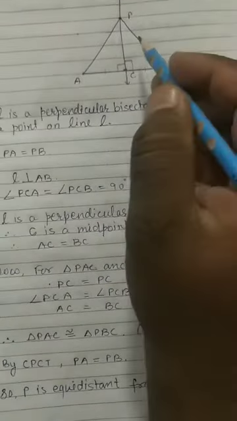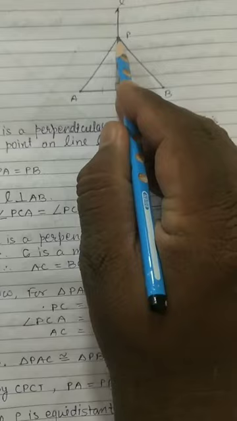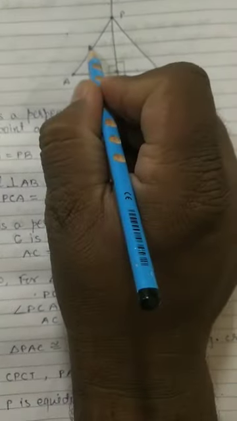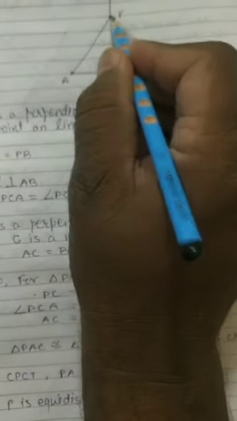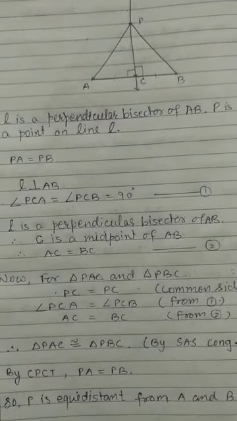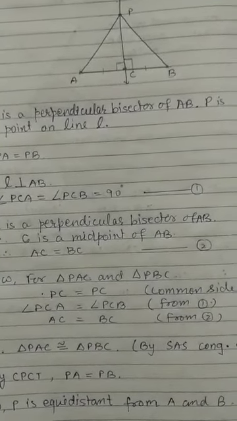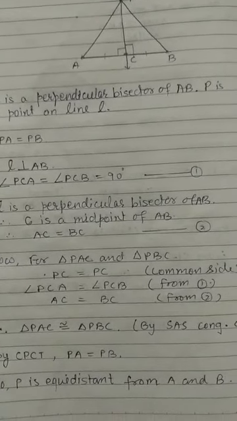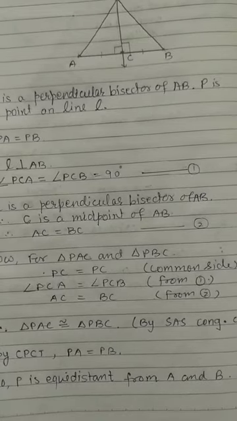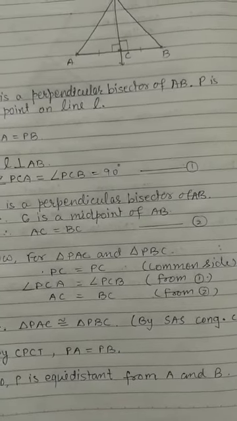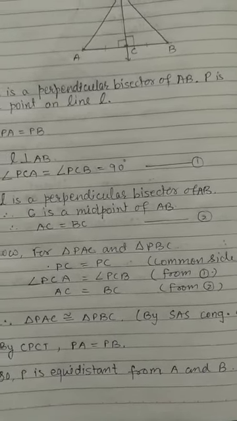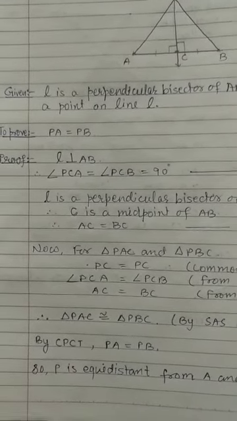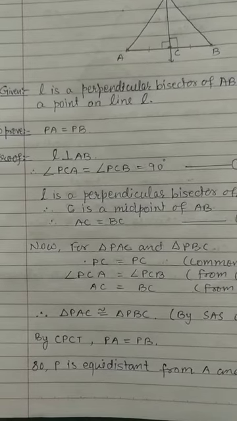So we have to prove that P is a point which is at equal distance from A and B. That is, you have to prove that PA is equal to PB here. Okay? See what is given. L is the perpendicular bisector of AB and P is a point on line L. It is given. What is to prove? PA is equal to PB. This we have to prove. Okay, now the proof.